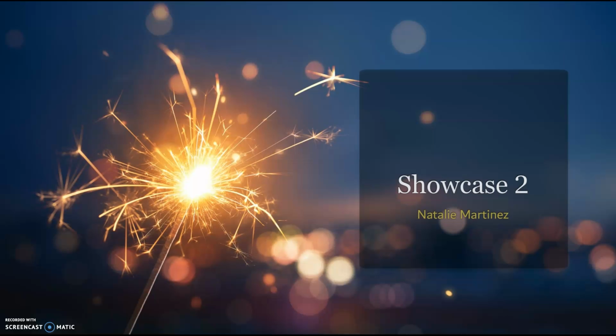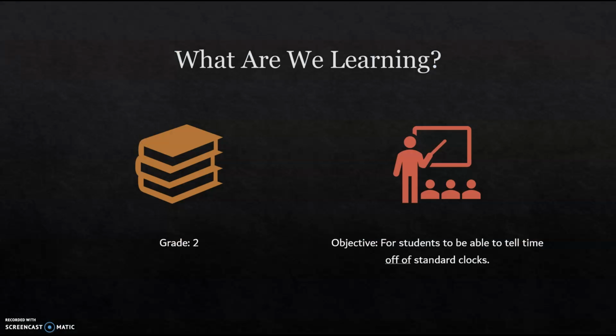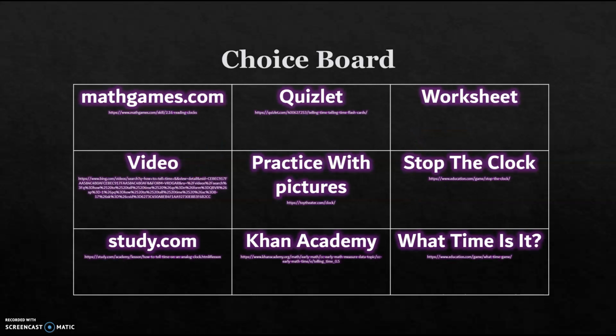So, the lesson plan that we're going to be looking at today is for second grade, and the objective is for the students to be able to tell time off standard or analog clocks. The way this lesson plan is set up is they have a choice board. There are 9 choices of activities they can do with links, except for the worksheet, which is just later in the slides. And they can go to these links and practice or assess their knowledge of telling time with analog clocks.